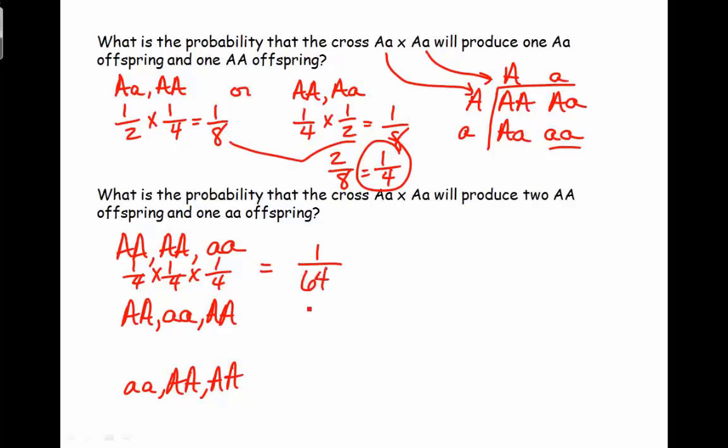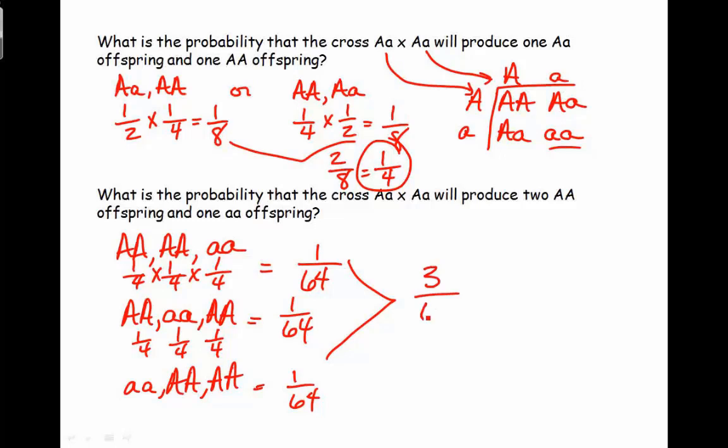And on the bottom there, we're going to end up with 1/64. When we look at the next order, it will come out the same, 1/4 times 1/4 times 1/4. So we're going to get another 1/64, and on the bottom, you will get another 1/64. When you take these and add them together, we're going to get 3/64. Okay, so that would be our answer there on that one.